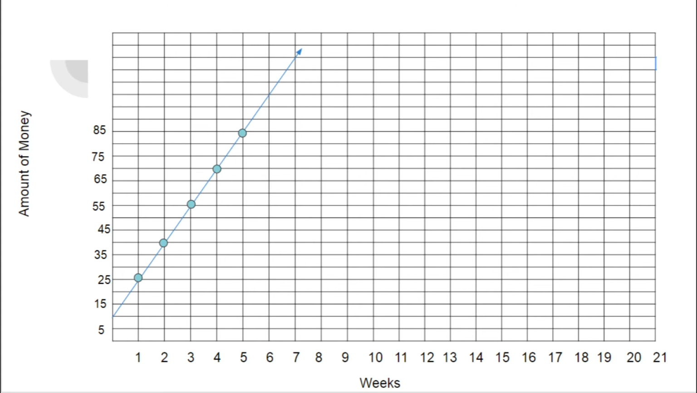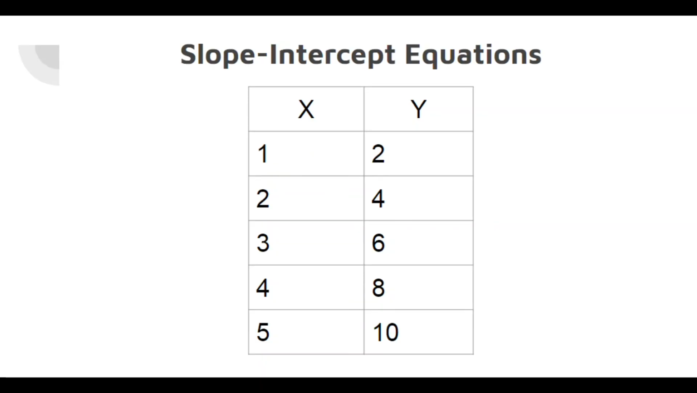This line is linear, but not proportional because it doesn't start at 0, 0, despite it being straight and going up and to the right. You can see that there is a constant rate of 10. So now we're going to jump to slope-intercept equations.